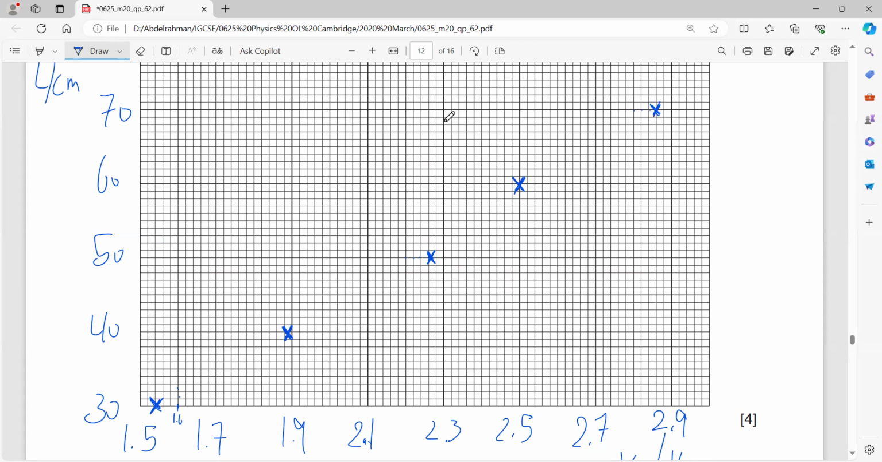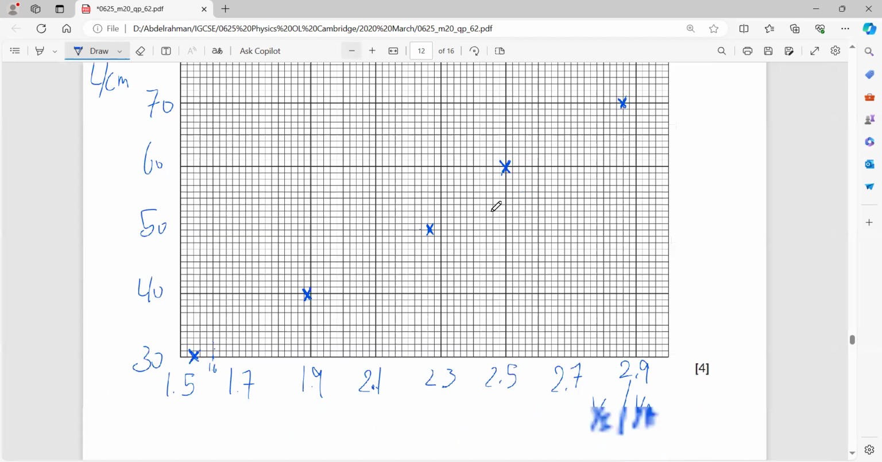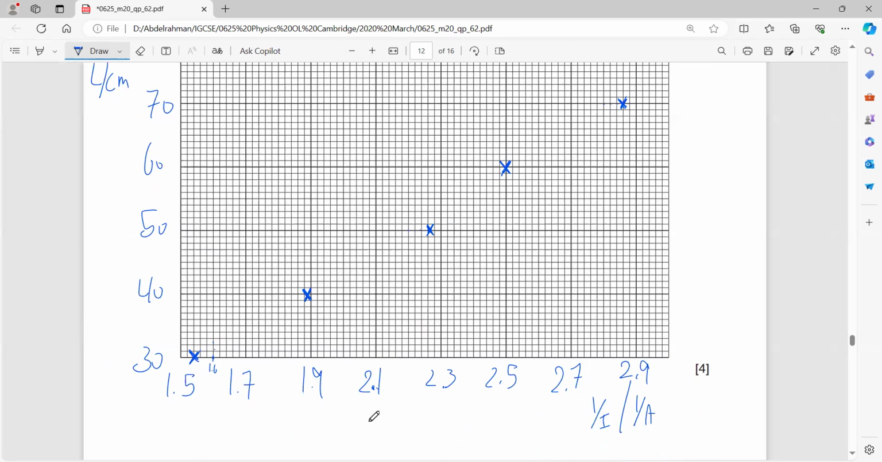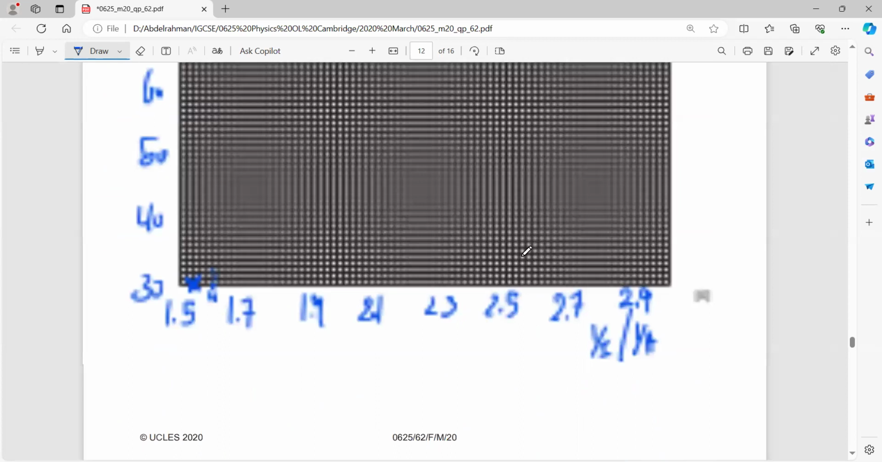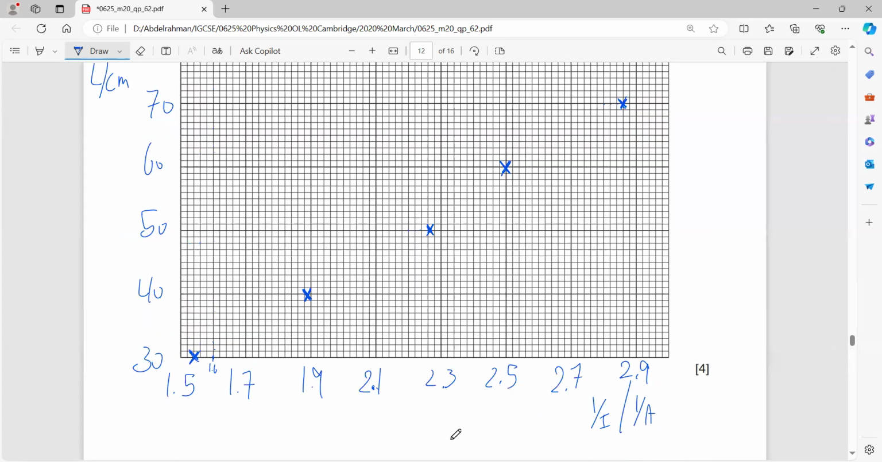Okay. Yeah, let's draw a line of best fit. I guess he needs a gradient. Yes. Okay. Let's draw a line of best fit. Straight line. This would be the best fit. Okay. This is the line of best fit.